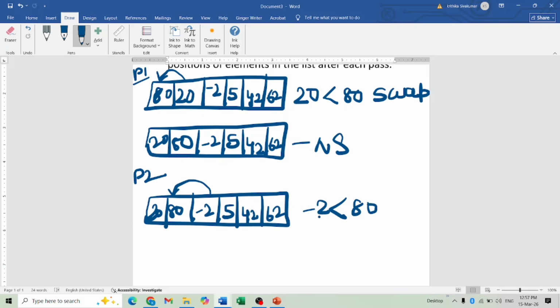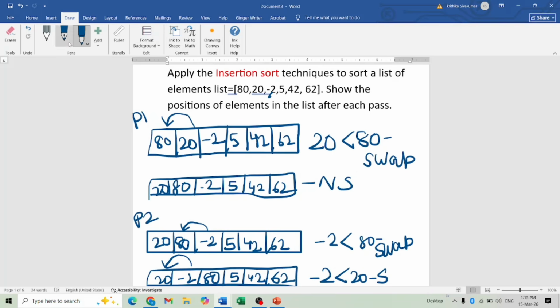What I told you, negative numbers are always smaller. So this is correct, right? So what do you have to do now? True means swap. Okay, after that you have to write the same element.